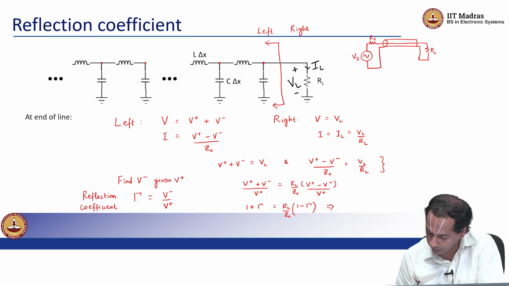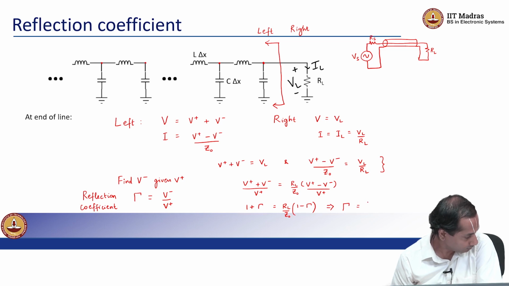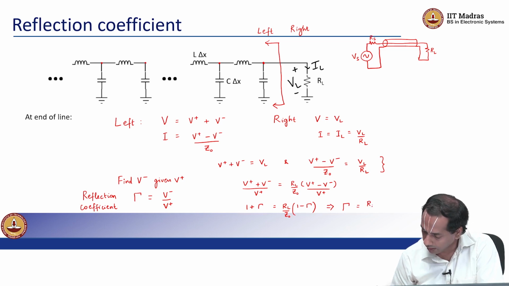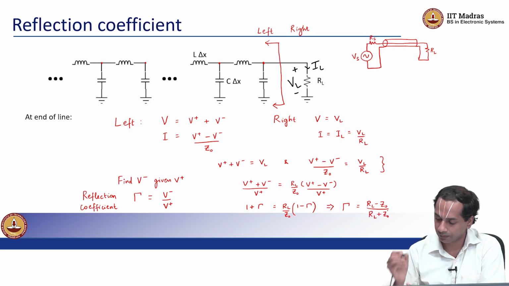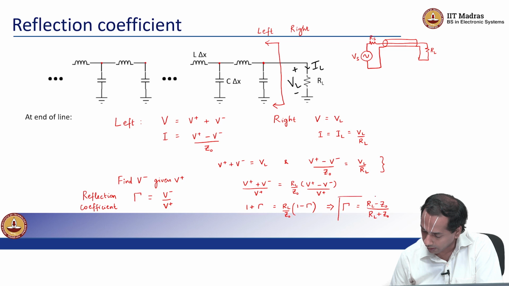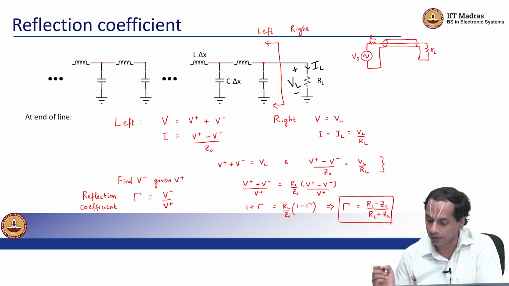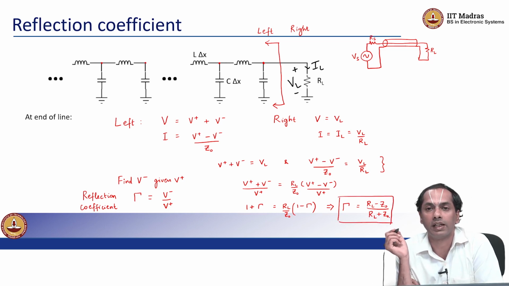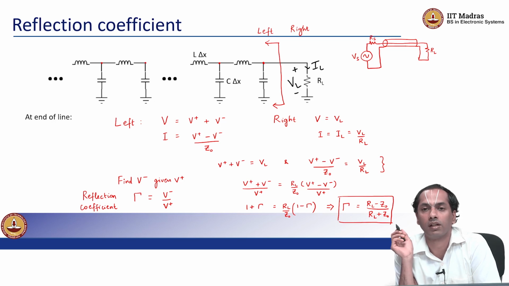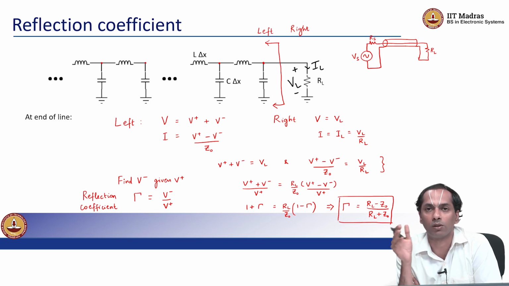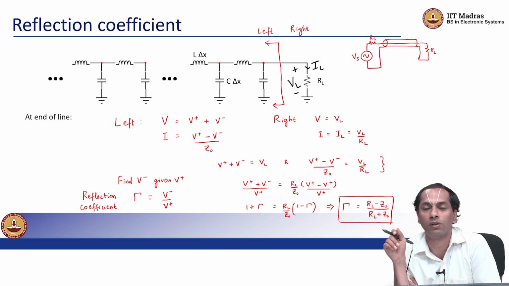You can solve this to get gamma is RL minus Z naught by RL plus Z naught. Okay, I will leave this small derivation, simple linear algebra, just rearrange, bring all the terms with gamma on one side and you can get this expression. So what is this expression trying to tell you?